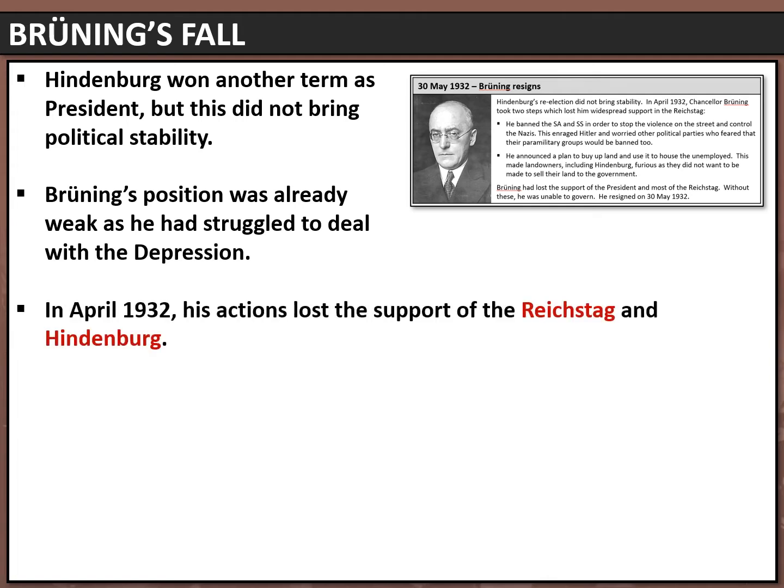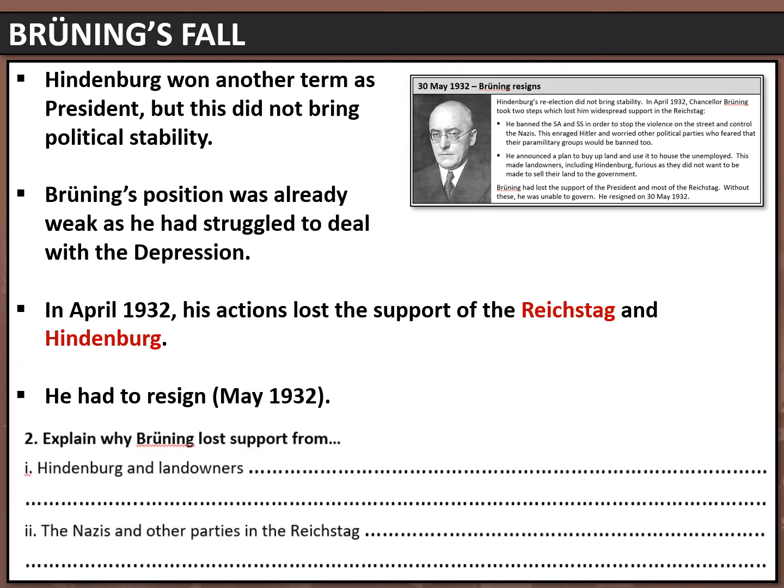Now, in April 1932, Chancellor Brüning took 2 actions which lost him the support of the Reichstag and the support of Hindenburg. And having lost their support, he had to resign in May of 1932. What I want you to do now is to read this little section of your workbook, and I want you to note down in your own words, why did Brüning lose the support of Hindenburg and the landowners? And why did he lose the support of the Nazis and the other parties in the Reichstag?